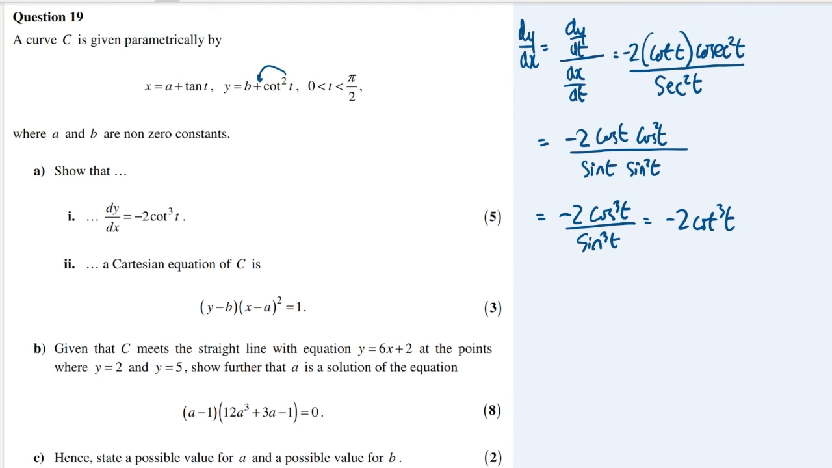And then find the Cartesian equation. Okay, I can notice here that I've got y minus b, and I've got here x minus a. So let's use that, and let's say that x minus a is equal to tan t, and let's say that y minus b is equal to cot squared t. Let's square this left one to get x minus a squared is equal to tan squared t.